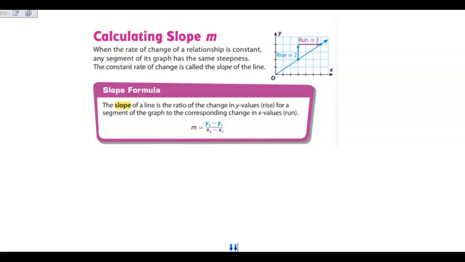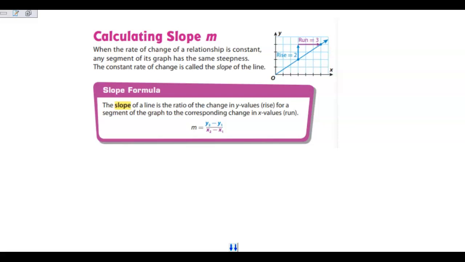Welcome to part 2 of rate of change and slope. Today we're going to be talking about slope, and instead of working with rise over run, we're actually going to calculate slope using the ordered pairs that can be found on that proportional line.